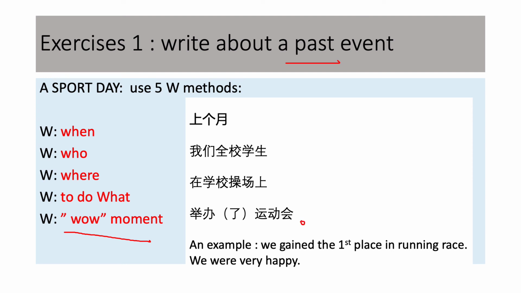So let me repeat. To show a past event, you need to have a past time slot and add the le behind a verb. And the wow moment. The wow moment is to show your ability to write an event. So my example here is, for me, the wow moment is we gained the first place in the running race. We were very happy.